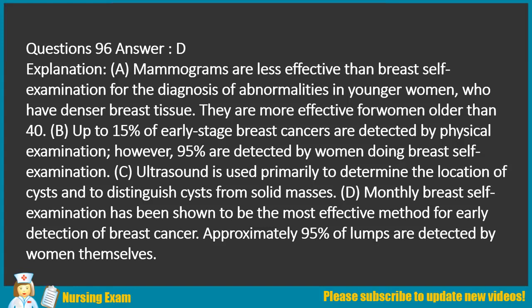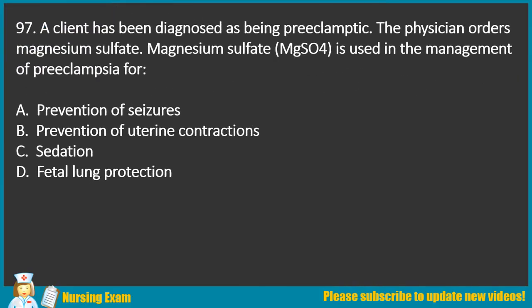D. Monthly breast self-examination has been shown to be the most effective method for early detection of breast cancer. Approximately 95% of lumps are detected by women themselves. Question 97. A client has been diagnosed as being preeclamptic. The physician orders magnesium sulfate. Magnesium sulfate, MgSO4, is used in the management of preeclampsia for A. Prevention of seizures. B. Prevention of uterine contractions. C. Sedation. D. Fetal lung protection.